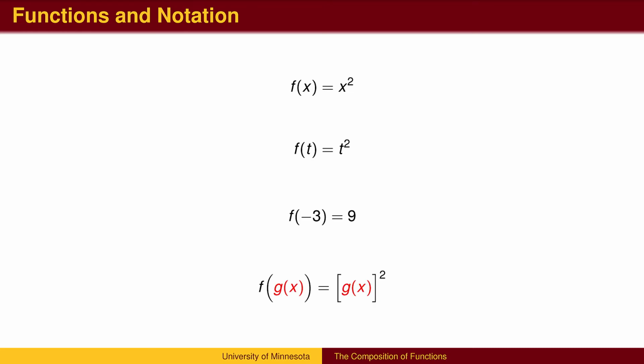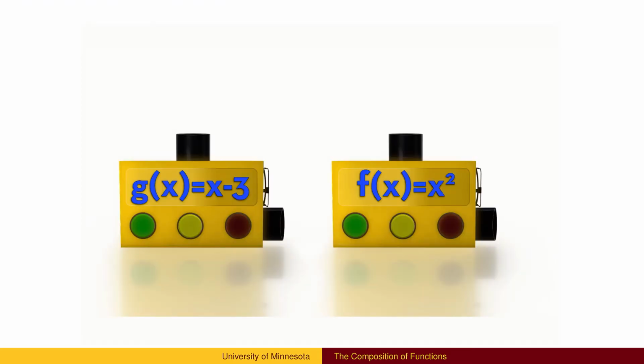Sometimes we use an entire function as the input. We could use the output of the g function, g of x, as the input to the f function. In essence, what we have done is split a complicated function into smaller steps. If g subtracts 3 and f squares, then the composition first subtracts 3, then squares.